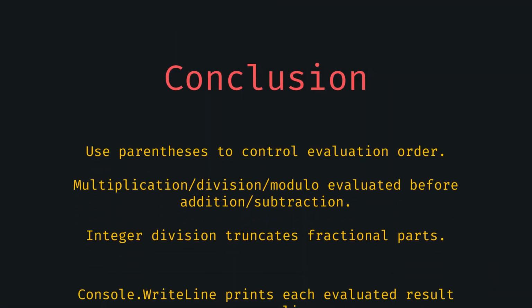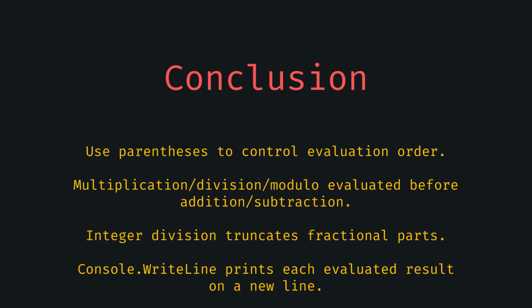To wrap up, we've evaluated several expressions and saw how C# applies operator precedence and integer division rules. Remember to use parentheses for clarity and floating point literals if you need decimal results. Keep practicing different expressions. It's one of the quickest ways to build confidence with language fundamentals.